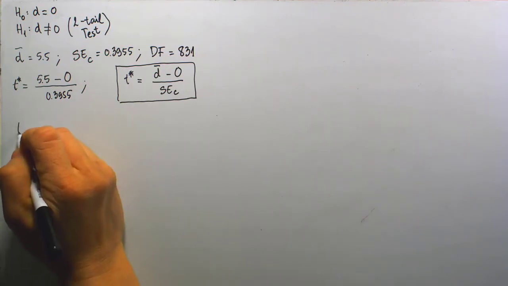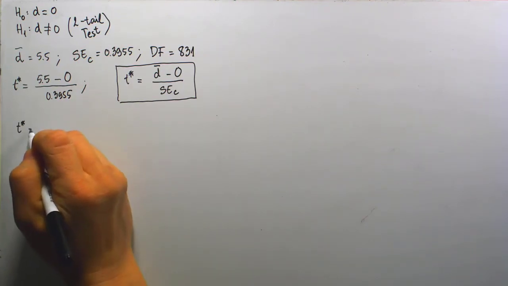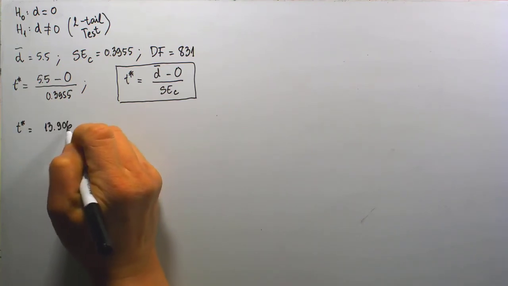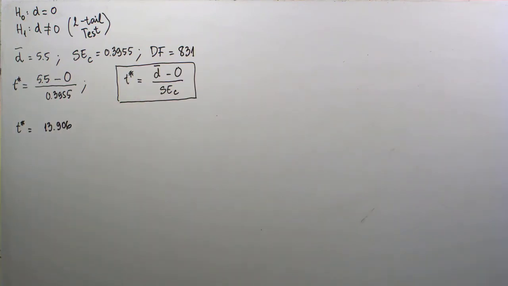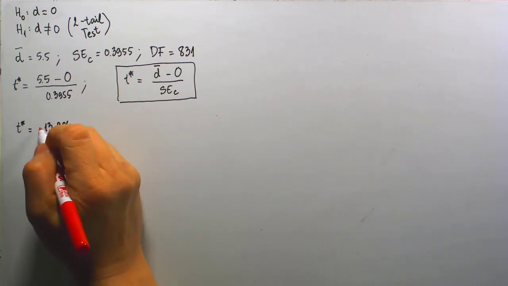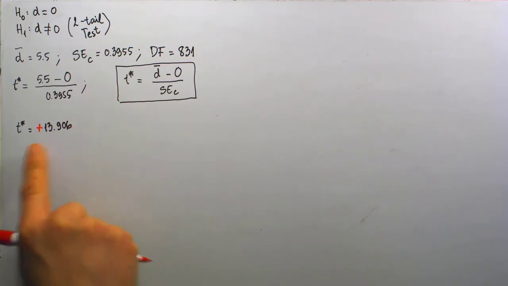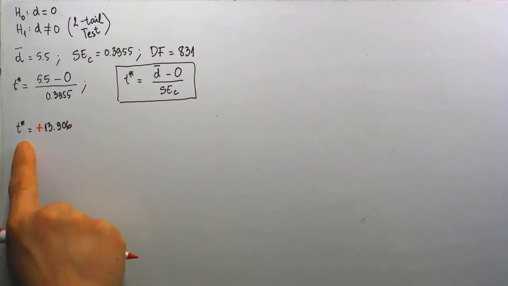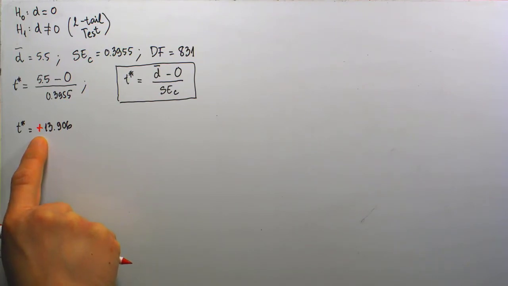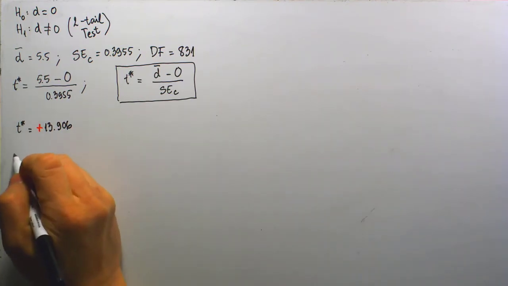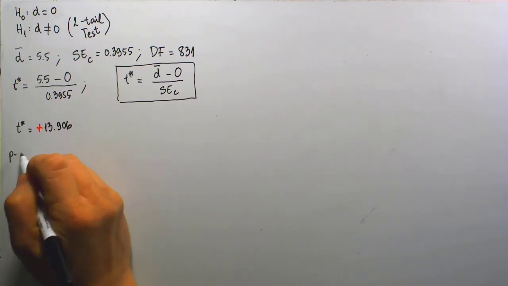The calculation for our T star came out being positive 13.906. For this problem, allow me to highlight the sign of our t-score with red ink right here. So it's a positive 13.906 for our T star value, and I just highlighted the sign of our t-score in red ink. Now, after having the T star value for our sample calculated, the next step is to advance to calculating our p-value.